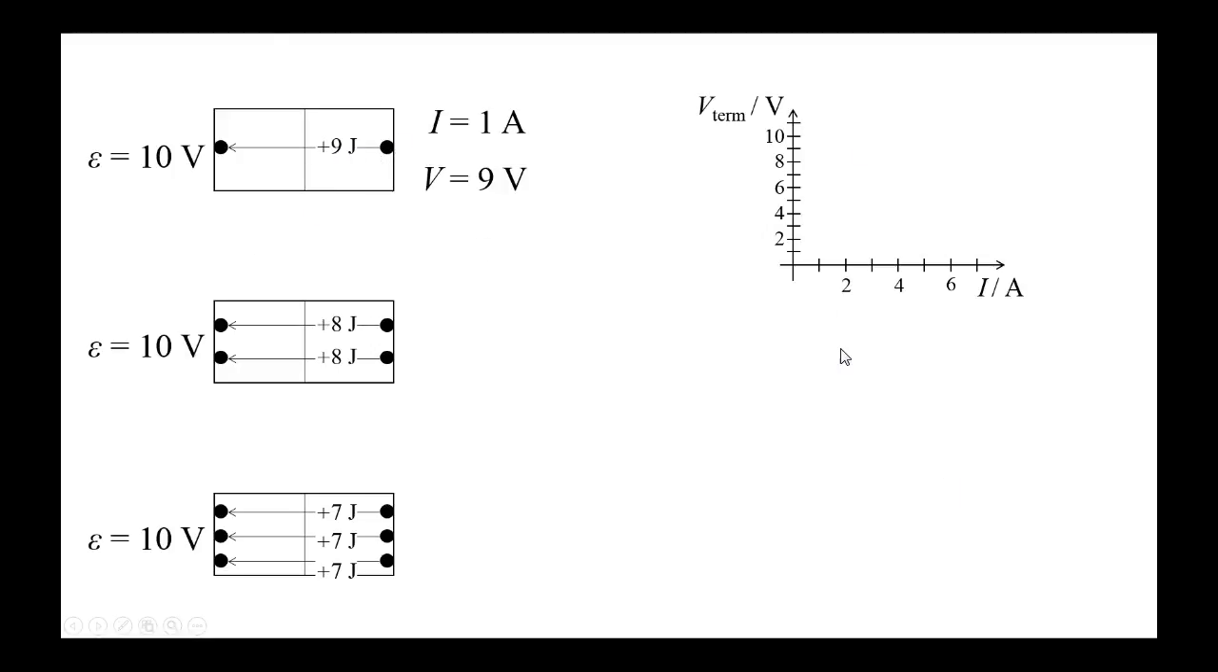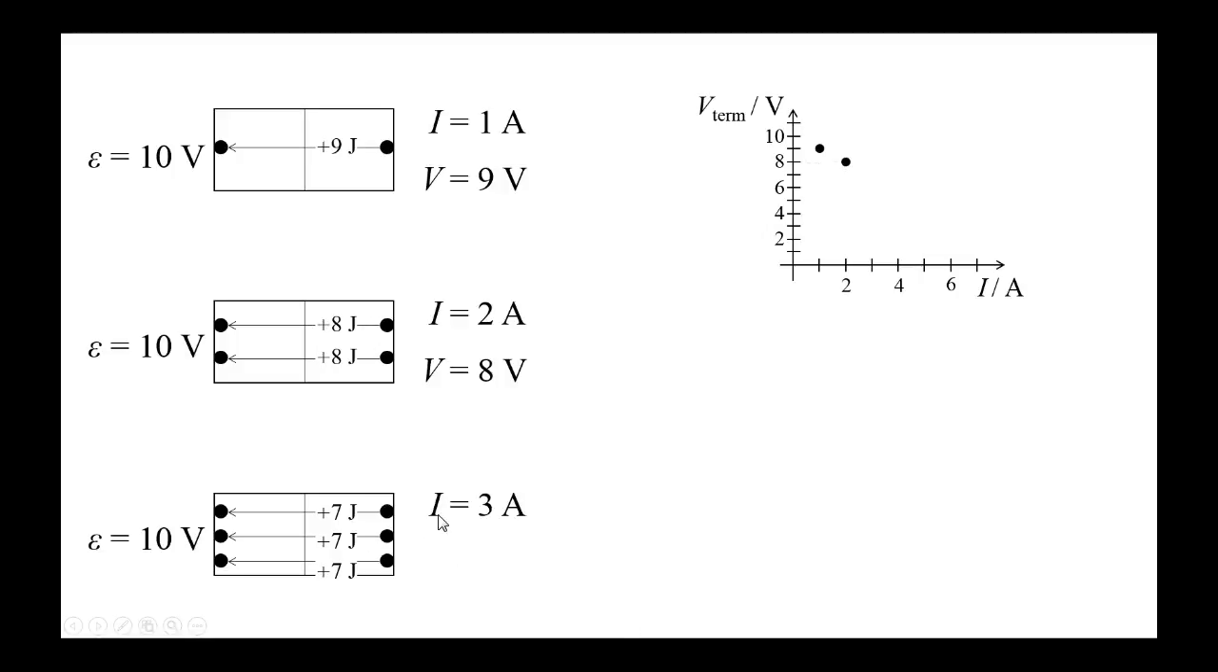Okay, so look over at the graph. We trace. Here's 1 amp. Right here we have the 9 volts, and we make a data point. And then we come to the second scenario. We had more current, more charges. That was 2 amps. And, oh, look at that. Each coulomb only got 8 joules. So the terminal potential difference was 8 joules per coulomb. So we say, okay, 2 and 8, make a data point.